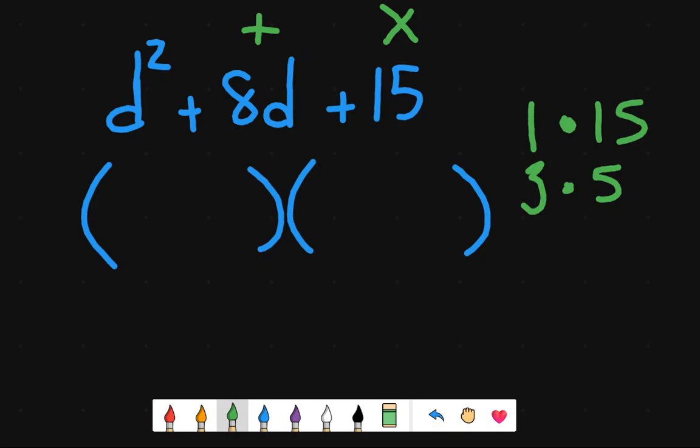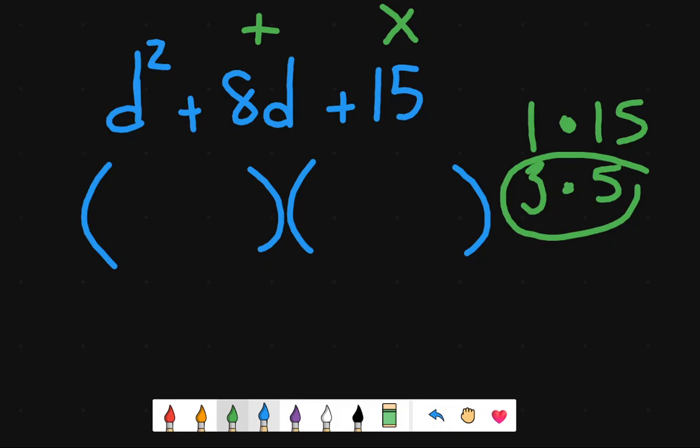Can we use 4? No. Can we use 5? We already have 5. 6, 7, 8, 9, 10. So this is it. Now, each one of these factors, 1 times 15 will give us 15, and 3 times 5 will give us 15. But when we add those together, which one of those will give us a sum of 8? If you said 3 times 5, you would be correct.